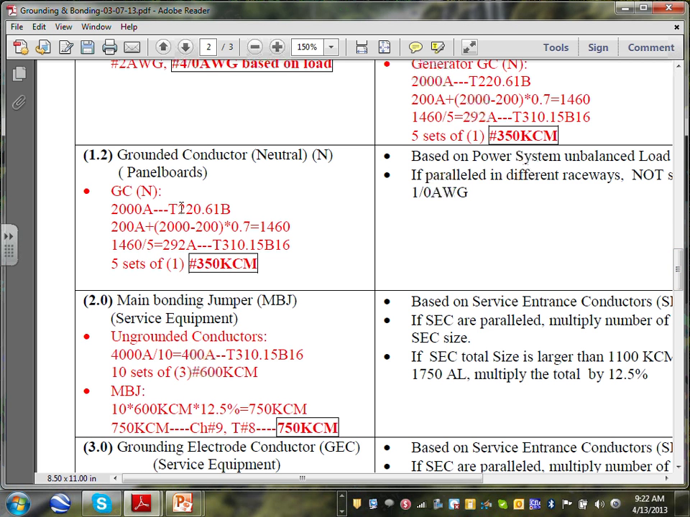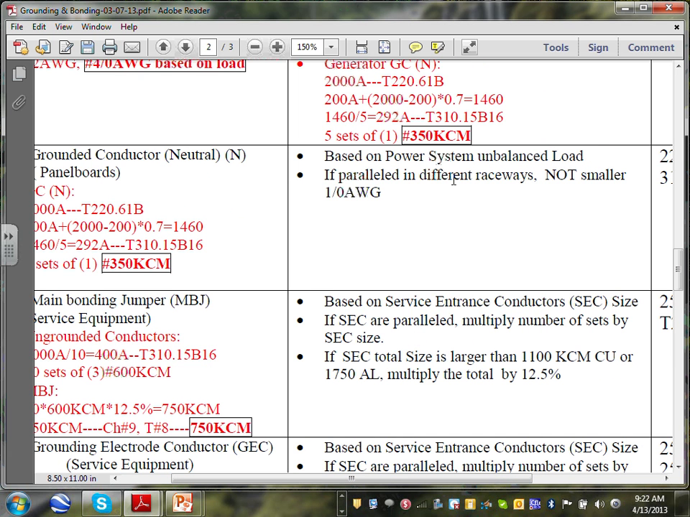Here's how. There's so many ways of doing it, guys. Because I don't have a main bonding jumper here, do I? At the sub panel, I don't have a main bonding jumper. So the size really is strictly based on the unbalanced load, based on the power system unbalanced load, not smaller than 1 aught if you parallel.